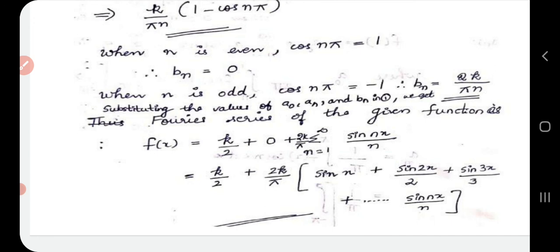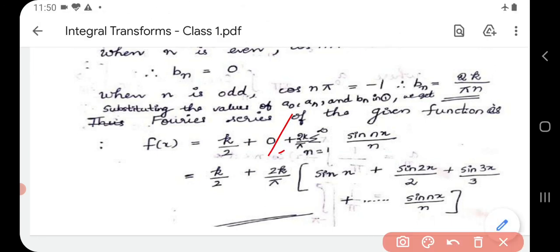Plus sigma n from 1 to infinity an cos nx. Here you have obtained the value of an as 0, so that particular term will be 0. Plus sigma n from 1 to infinity bn sin nx. Now here we got the value of bn as this, when n is odd. So write the value of bn there, that is 2k by pi n, then sin nx as such. So this is how you write the Fourier series when n is odd in the case of b.